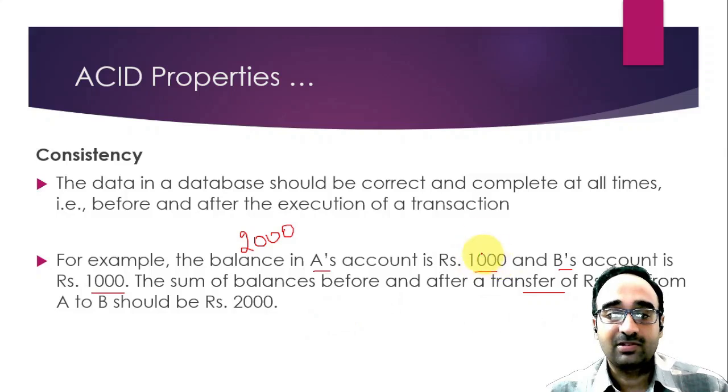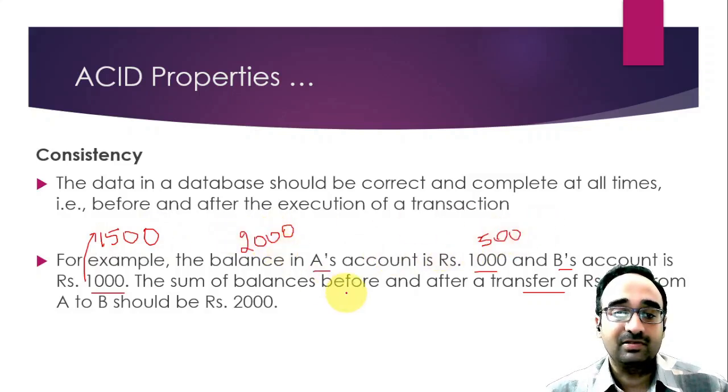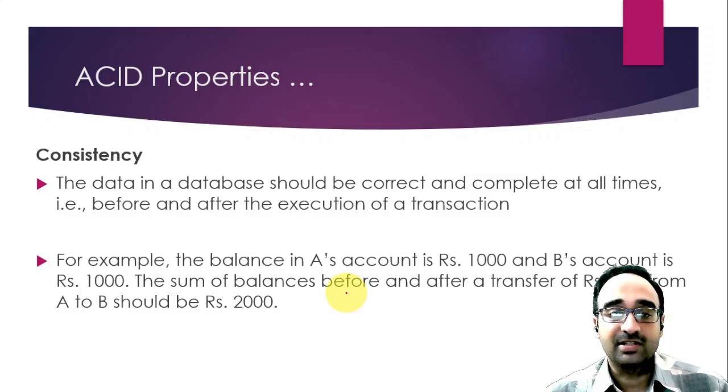That means what happens to this? This becomes 500, okay, and this becomes 1500. Okay, so this is after transaction. So after transaction also, if you add them, 1500 plus 500, this becomes again 2000. So in this way you can say that the operation is consistent. So this is called consistency. Okay, so whatever data is there in the database before transaction and after transaction, it should be correct and complete.